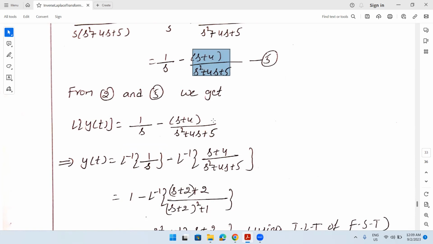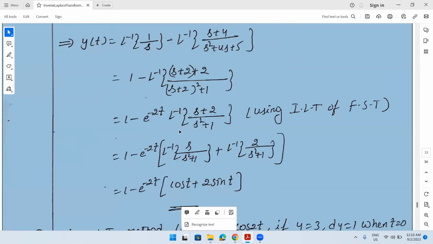Here we apply the first shifting theorem. What is the first shifting theorem? The middle one, 4s, divided by 2s. What do you get? 2. So s plus 2 whole square. First we write the denominator, s plus 2 whole square, and 5 minus 2 square. That is 5 minus 4 is 1. First we write the denominator and the numerator. In the numerator, first write whatever we got here, s plus 2. And what we actually have is s plus 4. So s plus 2 we have already written, plus 2.